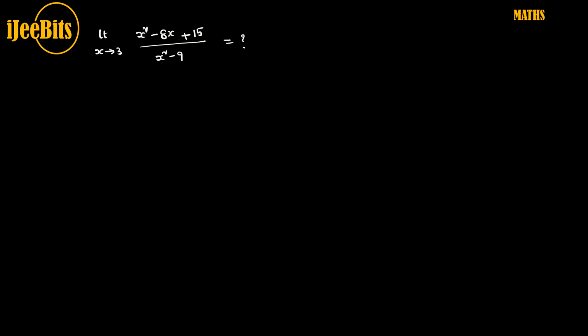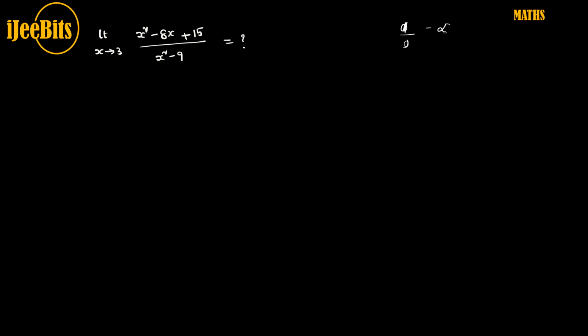Look at the next problem. Limit x tends to 3, x square minus 8x plus 15 by x square minus 9. If you plug in, what would happen? This becomes 3 square, 3 square minus 3 square is 9. 9 minus 9, 0. Something divided by 0, right? Something divided by 0, it's called infinite. So is it really true? We have to look at how do you define then?